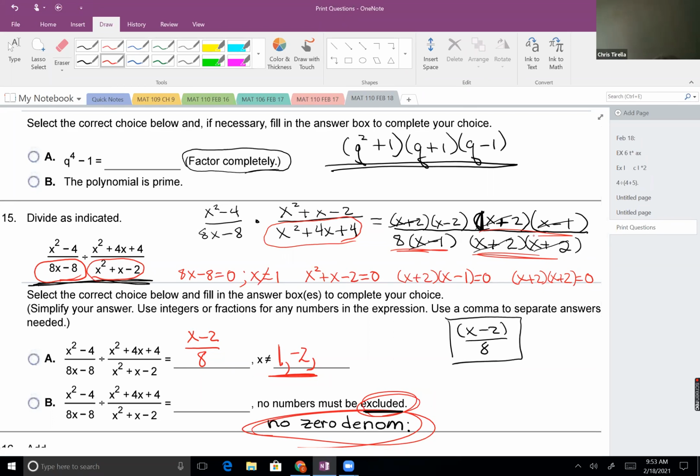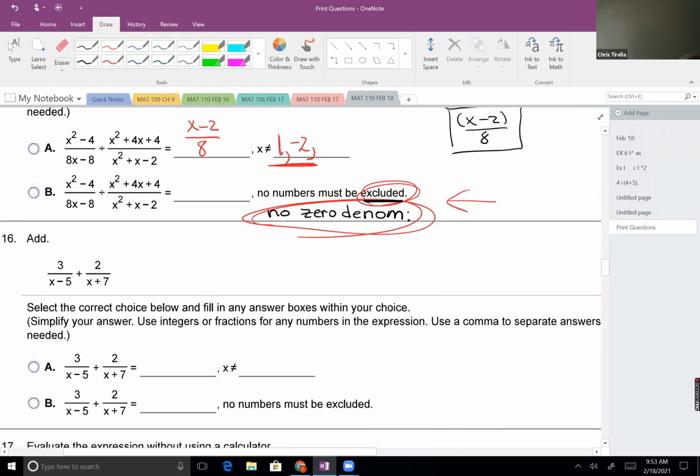How's that one? Is everybody okay with this last part? What do I need to exclude? Hearing no questions.